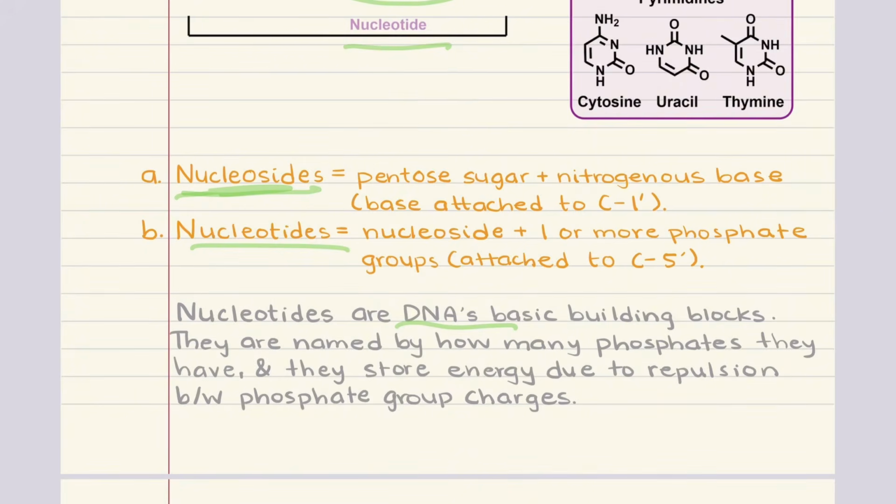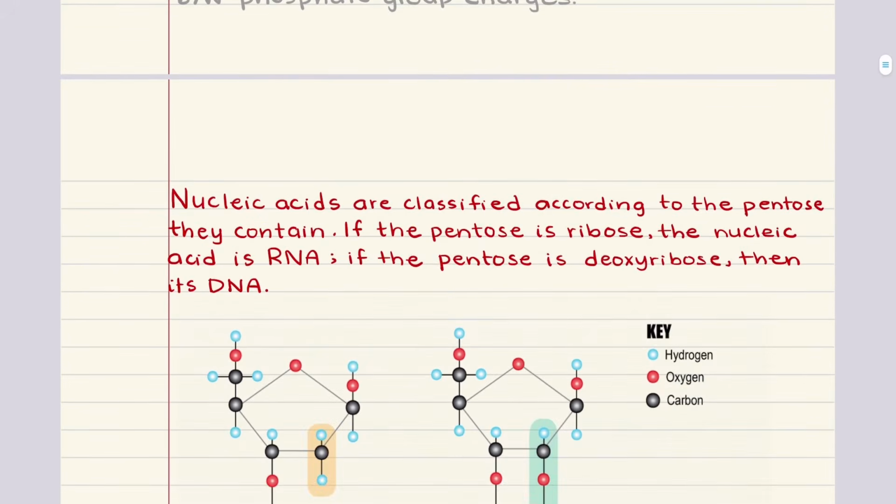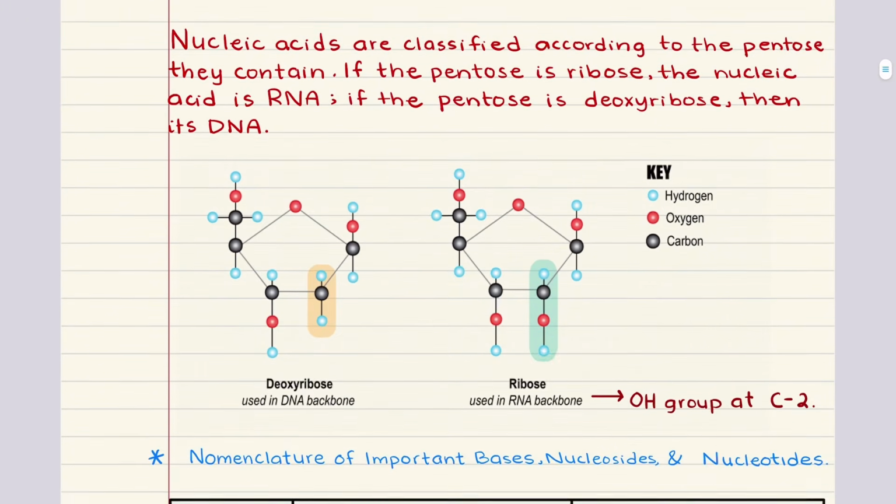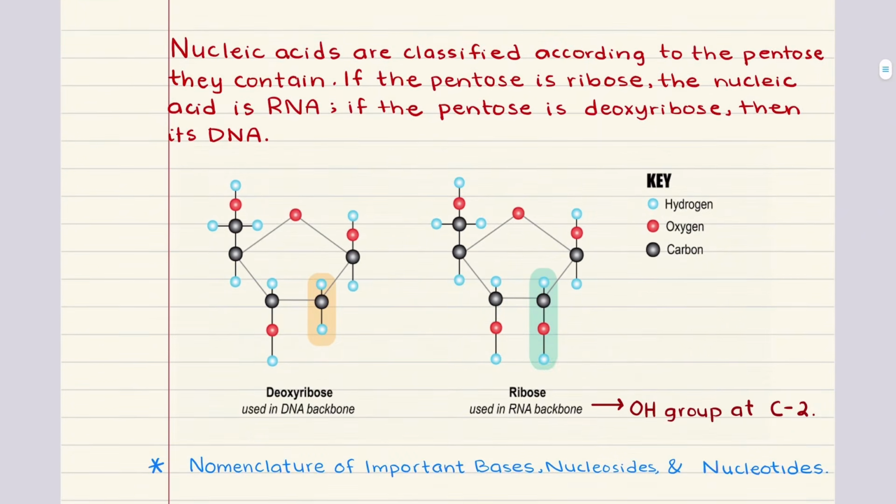Now, before we jump into the specific names and details of the nitrogenous bases, I want to step back and address something important. How do we tell DNA and RNA apart? Even though we're not focusing on RNA in this chapter, it's important to make that distinction. And the answer lies in the sugar.